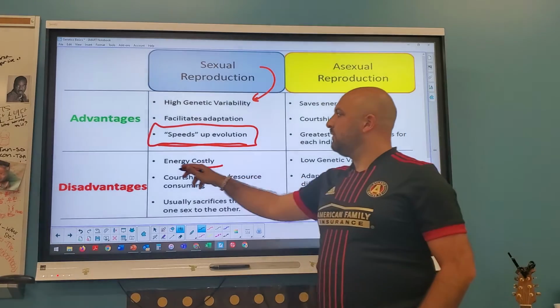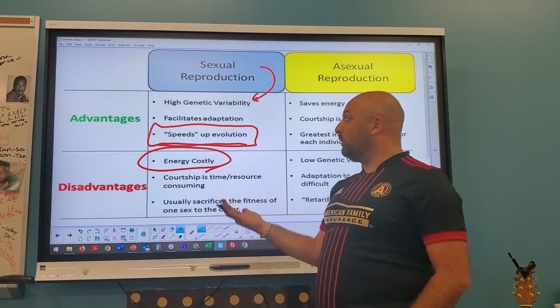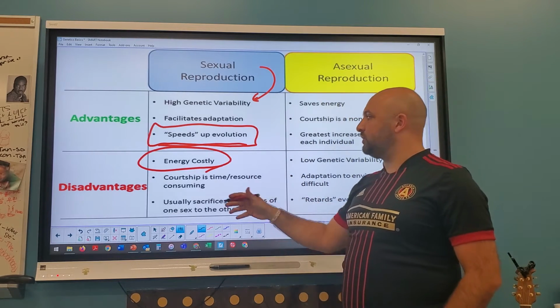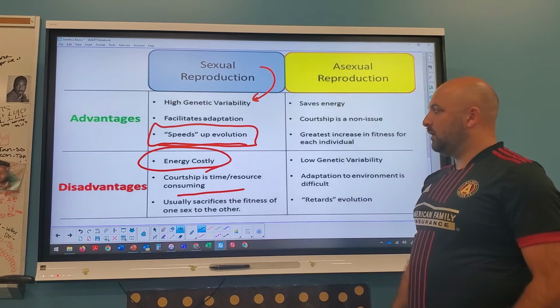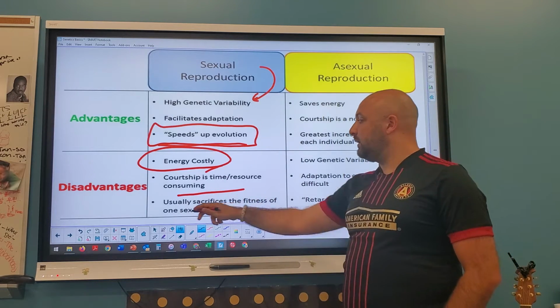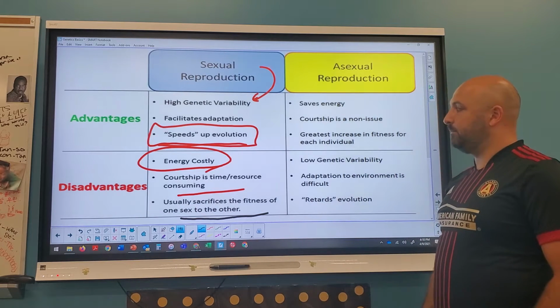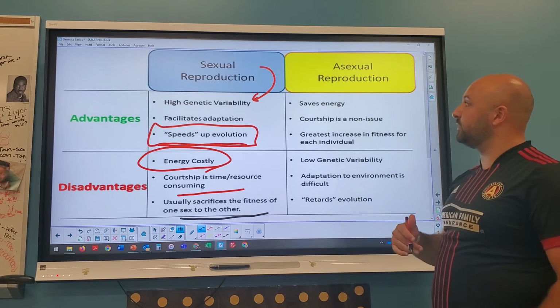The problem is, the whole idea of reproduction itself, finding a mate, keeping a mate, reproduction itself, all of it costs energy. It's very time consuming. So, yeah, one sex is usually a little bit weaker than the other, which can cause issues. So all of these things can be a disadvantage for sexual reproduction.